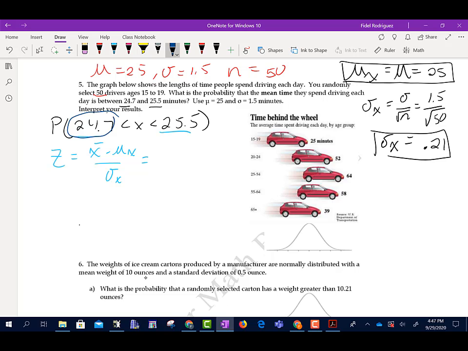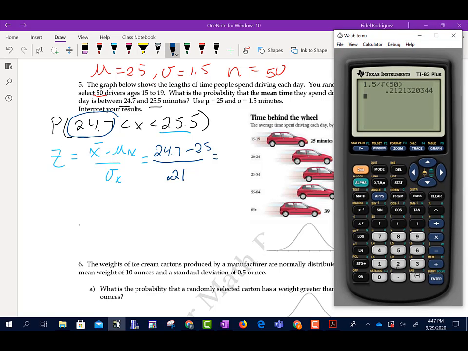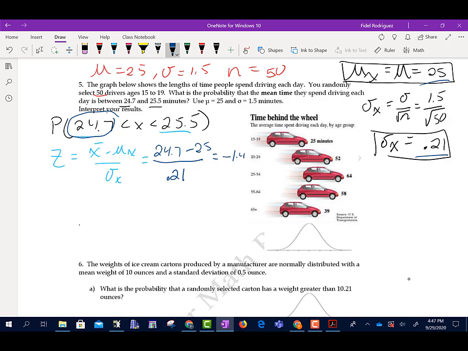Okay, so here's my first one. We're going to convert this one first. So I'm going to go 24.7 minus my mu x, which is 25, divided by my sigma x, which is 0.21. Okay, so let me do this on my calculator. So I'm going to go 24.7 minus 25 divided by 0.21. And I'm coming up with negative 1.43. So negative 1.43.